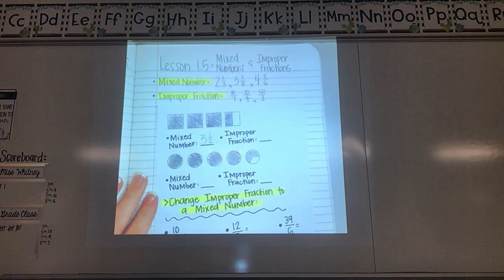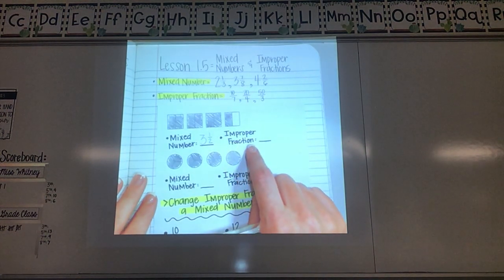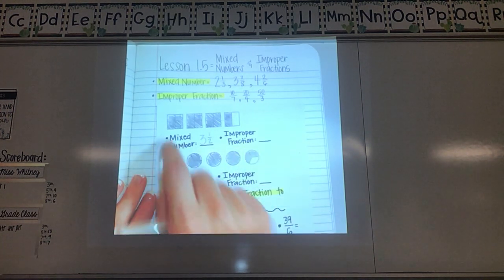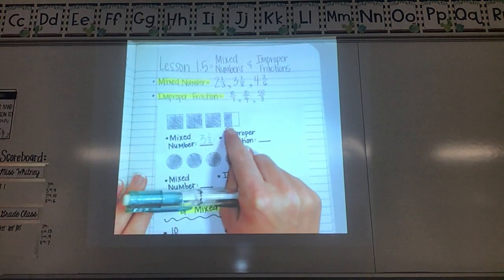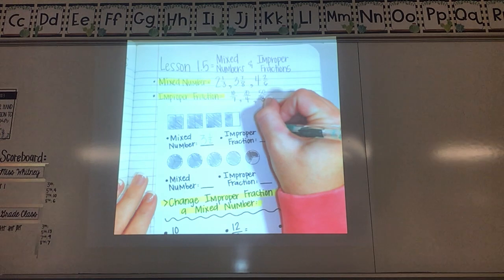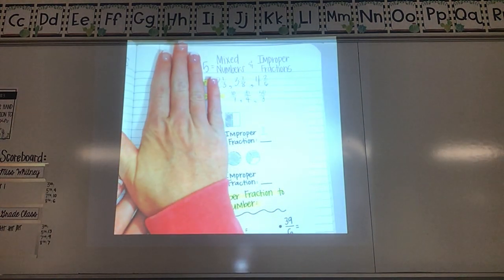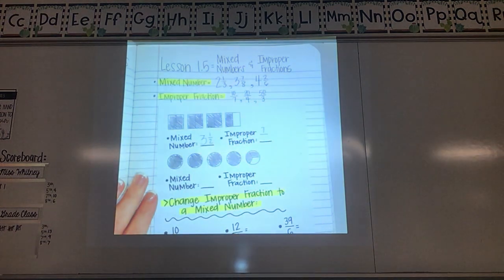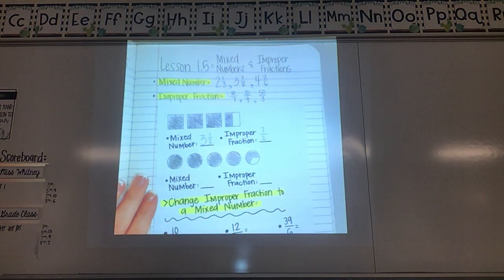Next, we also want to show that as an improper fraction. So to find the improper fraction, first we're going to count how many pieces are shaded in. So here's 1, 2, 3, 4, 5, 6, 7. So there are 7 pieces shaded in. That's going to be my top number. And for my bottom number, I'm just going to look at one square. How many pieces is that square cut into? 2. So that's going to be my bottom number. So 7/2 are shaded in.